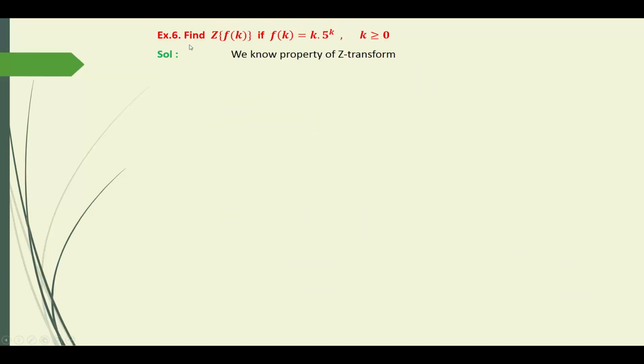Example number 6. Find the z transform of f(k) if f(k) is equal to k into 5 raised to k, where k is positive. We know the z transform property: if the z transform of f(k) is capital F(z), then the z transform of k into f(k), multiplying the function by k, equals minus z into d by dz of capital F(z), the derivative of this function. So first write down the z transform of 5 raised to k.